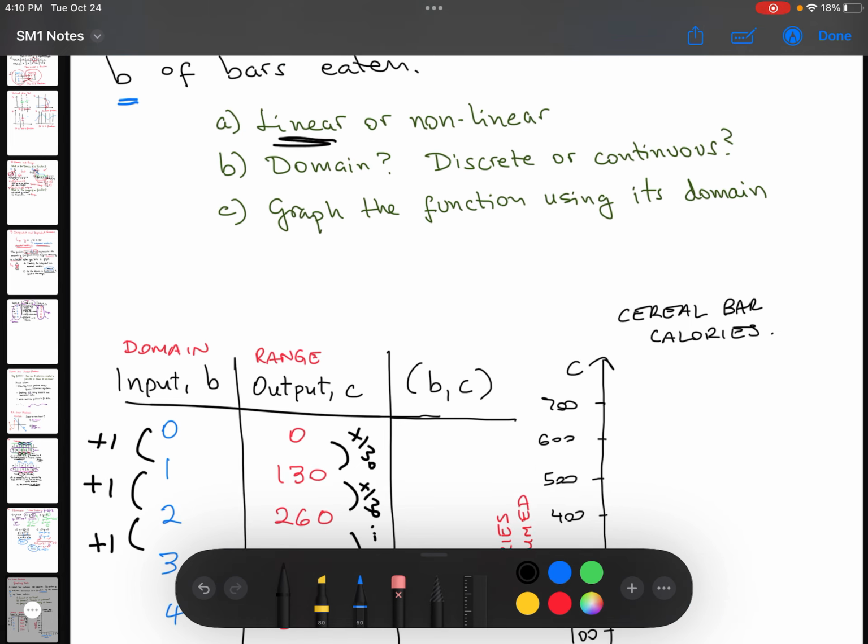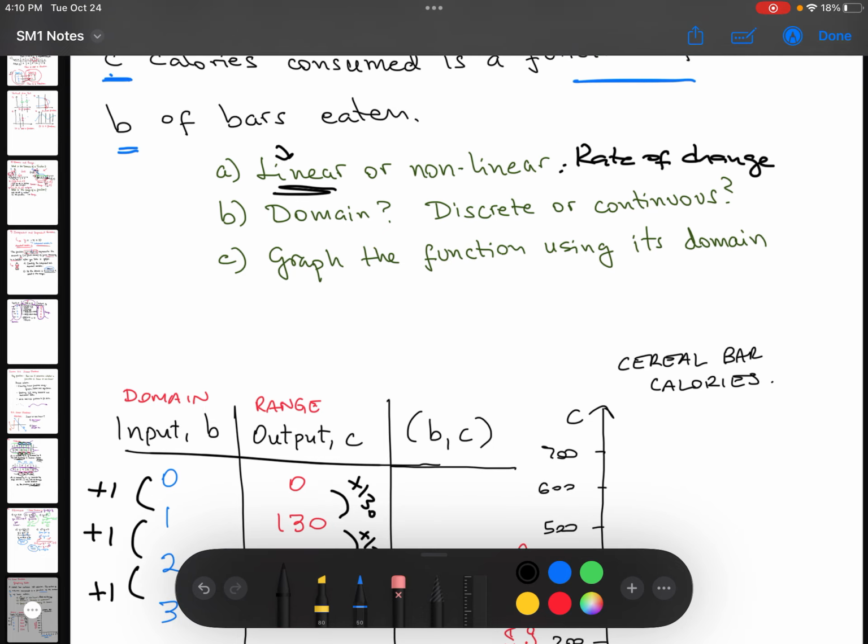So we already confirmed it's linear because, remember, the rate of change is constant. I'm sorry, I ran out of room here. The rate of change is constant. Now, how about the domain?